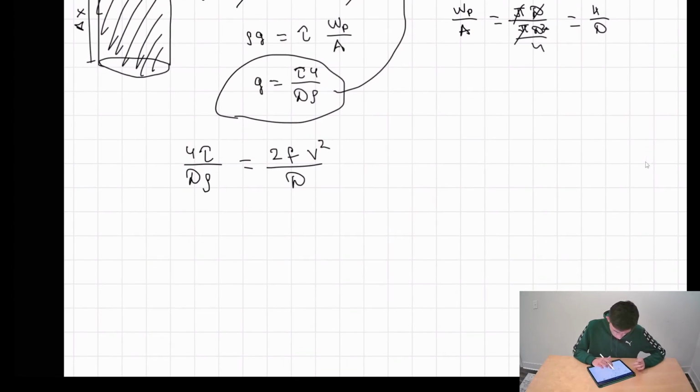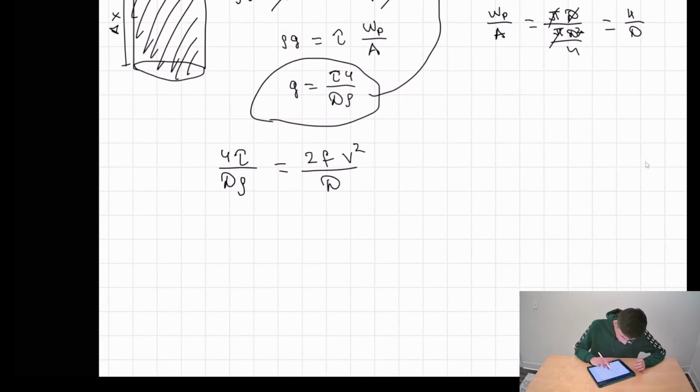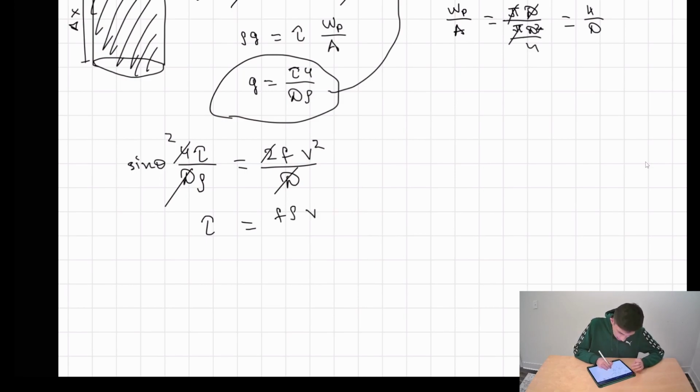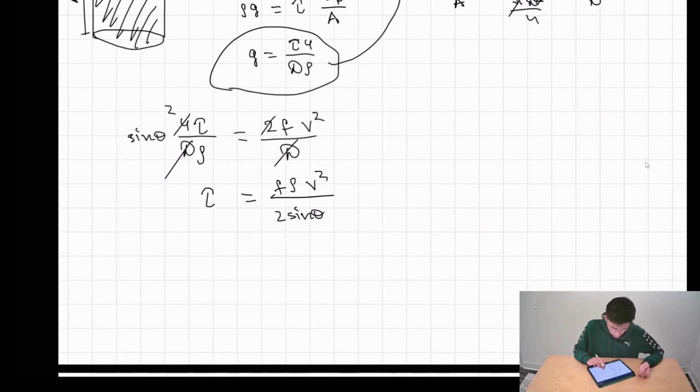Right, so the diameter is going to be, okay, I forgot the sine of theta. Okay, so the diameter is going to be cancelled, right? So 2 and 4 are going to be cancelled, so we're going to have 2. So if we solve for shear stress, it is going to be the Fanning friction factor multiplied by the density times the velocity squared over 2 sine theta. Yep, that's it for our shear stress.